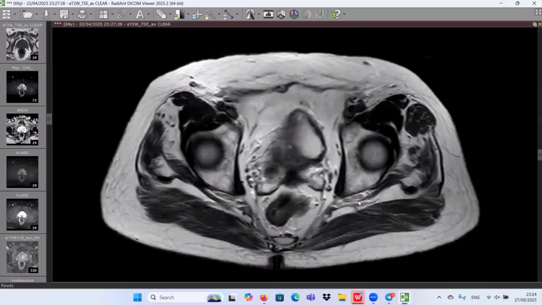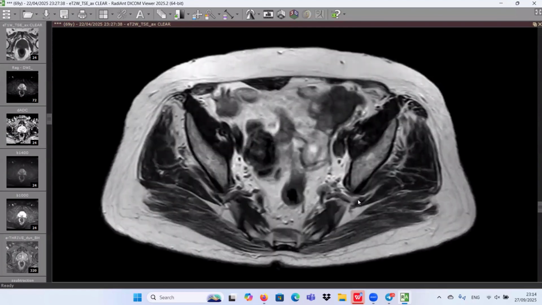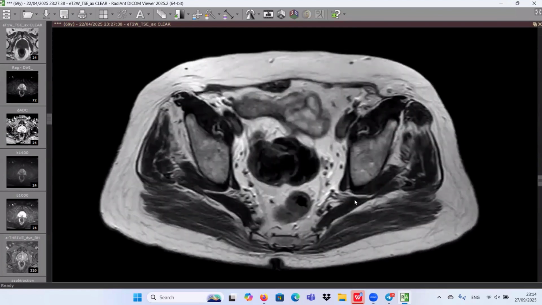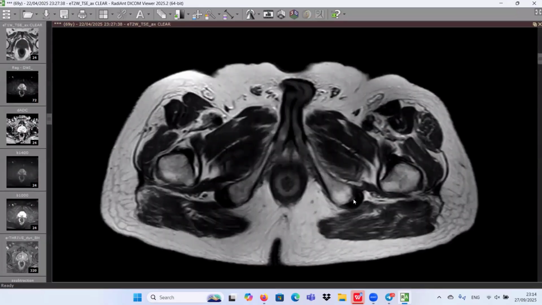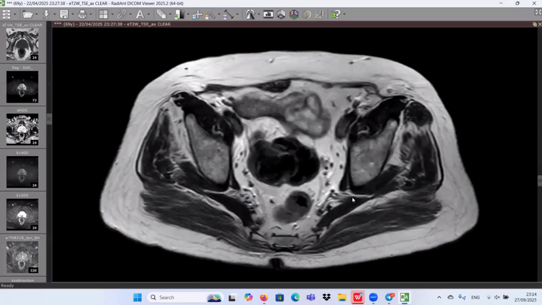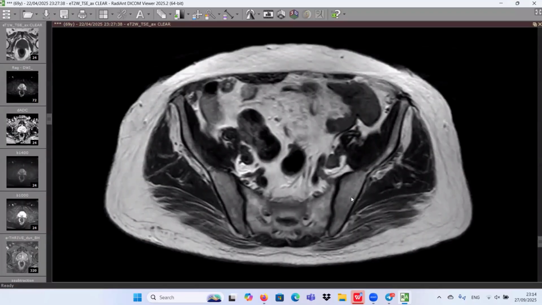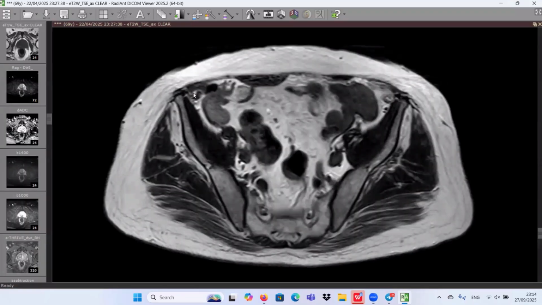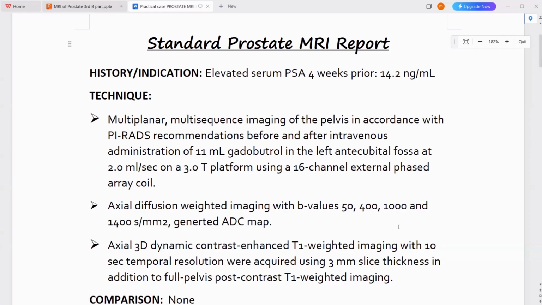Also, we should review for any lymph node spread. We should review the pelvic organs. We should review the bones for any osseous deposits, especially on the T1 weighted image. So let's go to our report. Really, I reviewed many forms of prostate MRI reports. In my opinion, I suggest this one. I think it is the most informative report.